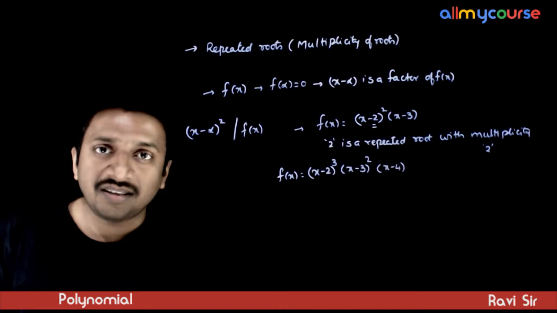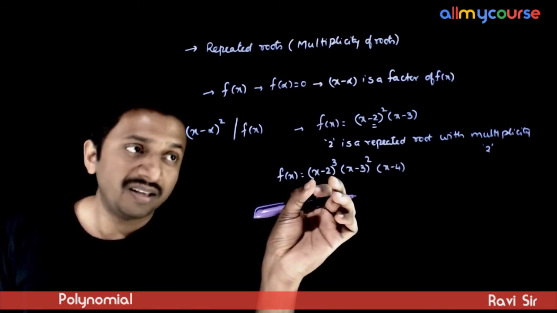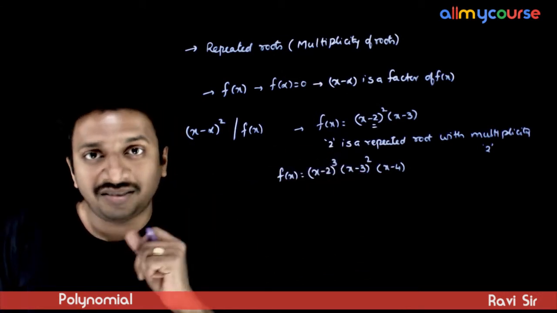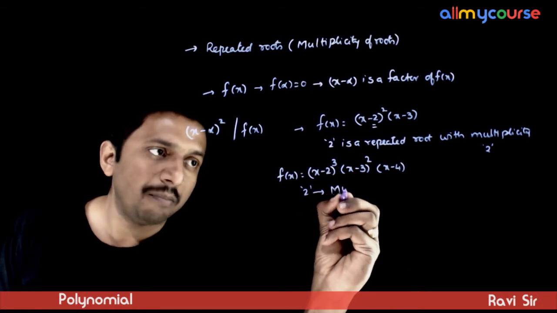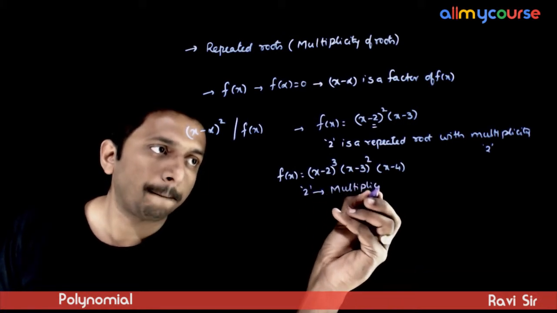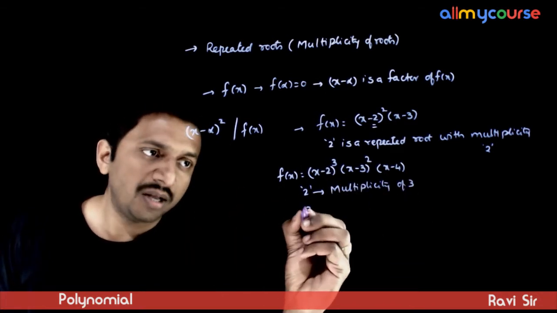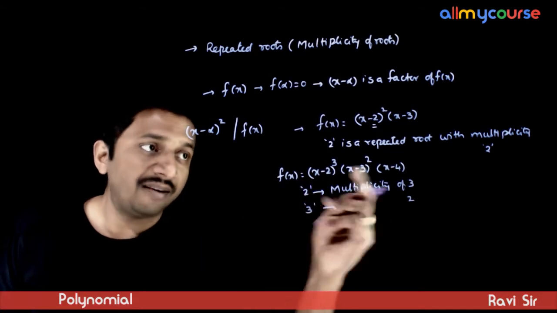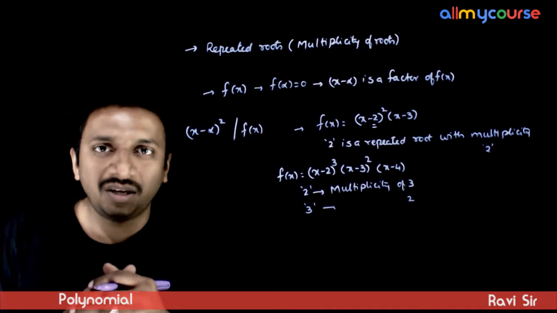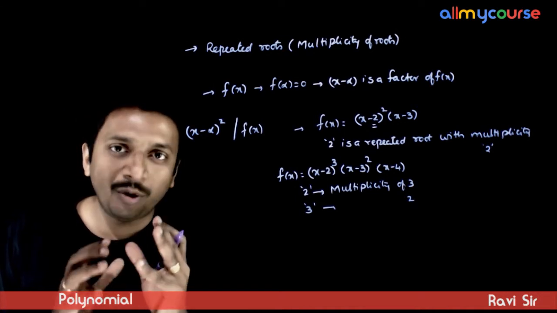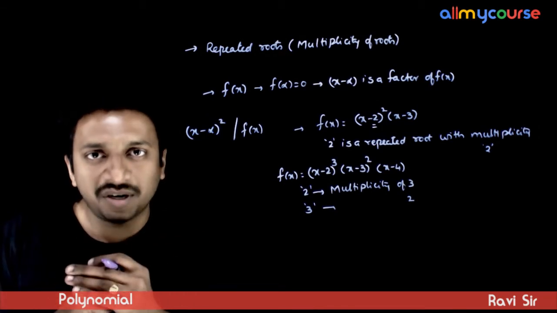So in this case, we say that x minus 2 is a factor of multiplicity 3, and 2 is a repeated root with multiplicity of 3, and 3 is a repeated root with multiplicity of 2, and 4 is not a repeated root, or we can say that 4 is a root with multiplicity of 1. So now I hope you understand what a repeated root is and what the multiplicity of a repeated root is.